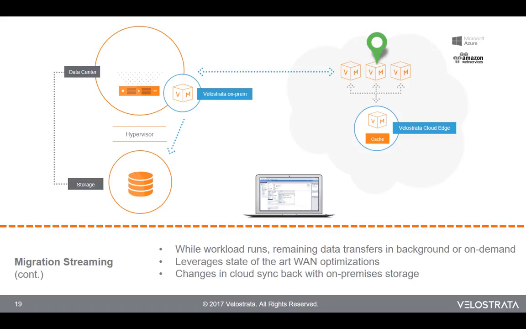After your workload is started to run, the remaining data continues to transfer quietly to the cloud in the background. We do this using state-of-the-art WAN optimizations, which include, but are not limited to, compression and cross-VM deduplication. Plus, for consistency, any changes made in the cloud are automatically synced back with on-prem, so your dataset is always 100% accurate.